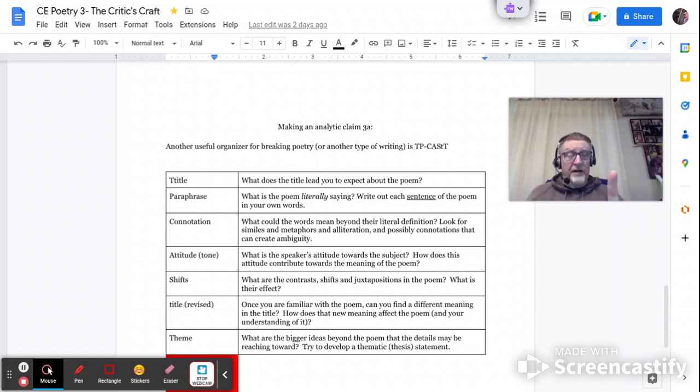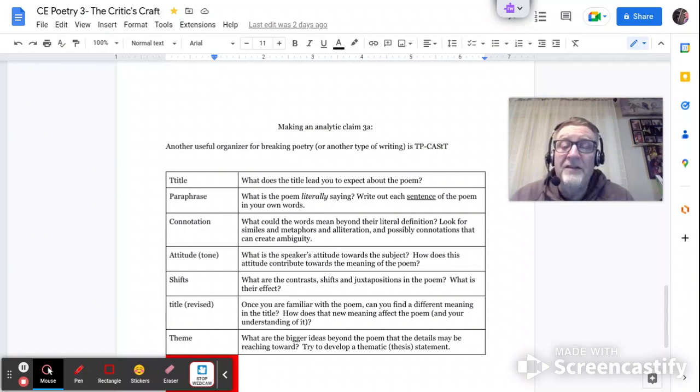So you read the poem the first time, right? First time you read the poem. Think, what does the title lead you to expect about the poem? Think in terms of the star. When you think of a star, what could it possibly be leading to? You just think about all those things. Read the poem.